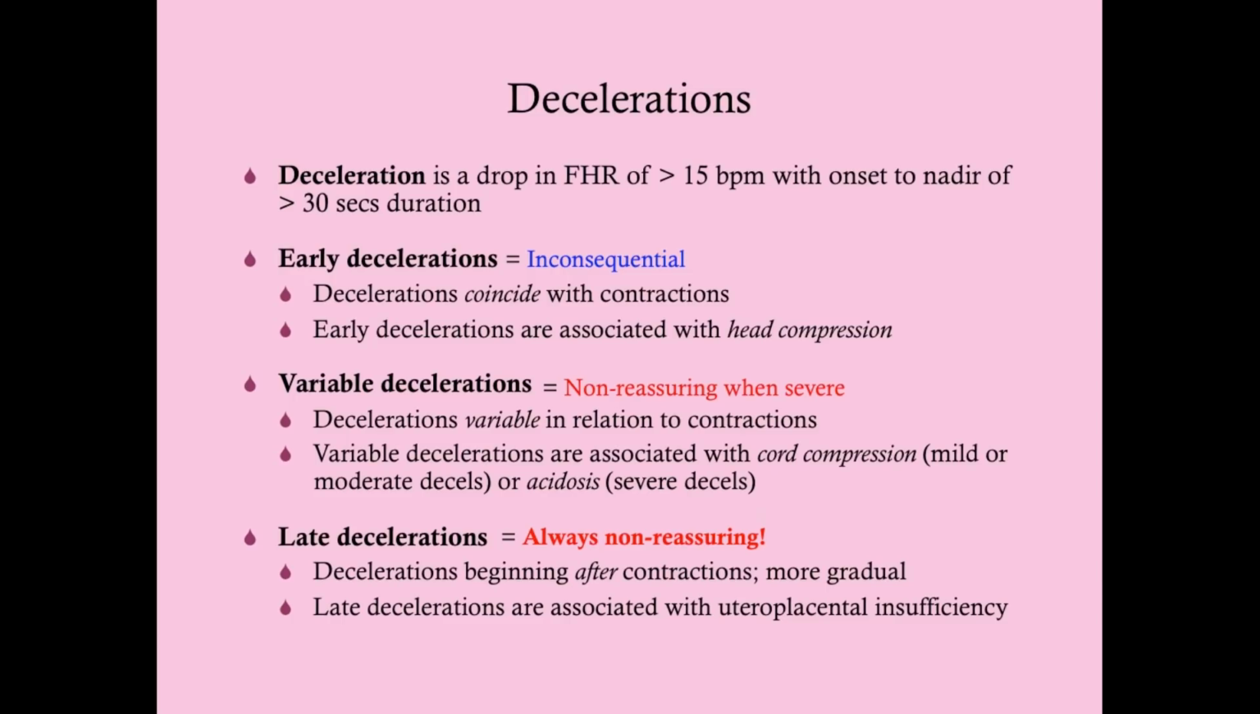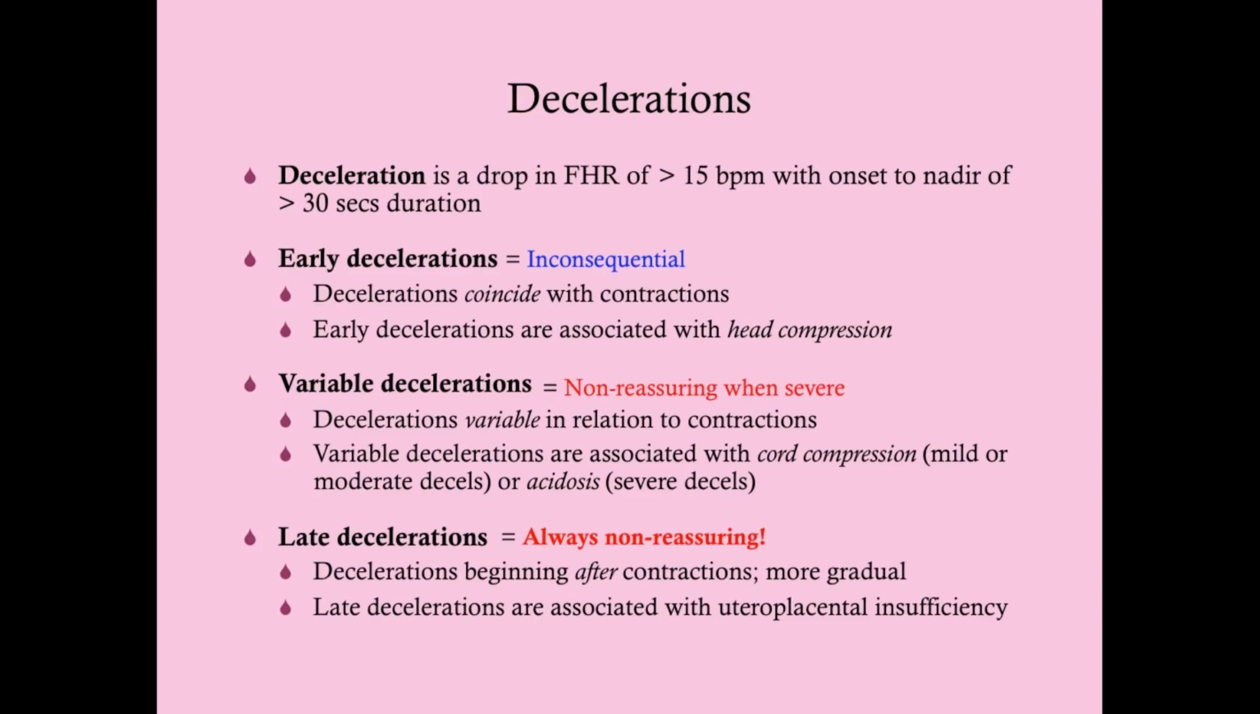Now, variable decelerations. This is tricky. Variable decelerations are very tricky, and it's very easy to confuse these with late decelerations. So, variable decelerations are decelerations that are variable in relation to the contractions. Now, that is a good definition, but it doesn't really tell us everything. If you only know that, it can be very easy to confuse these with a late deceleration because some of the variable decelerations look almost identical to late decelerations.